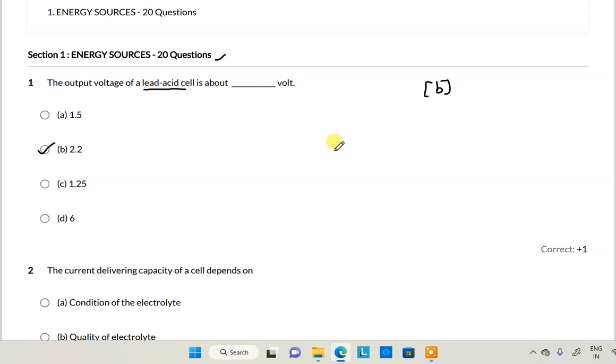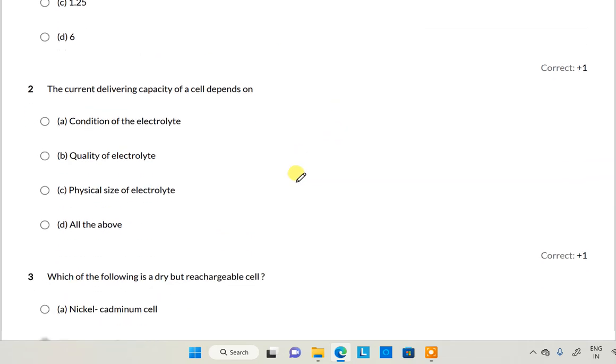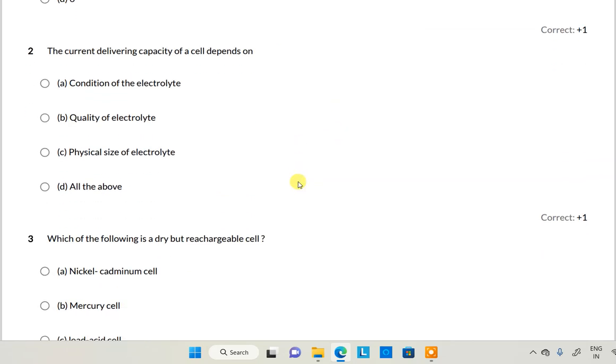Okay. So lead acid cell is a wet secondary cell. Everything we discussed in the theory, that's why I've explained directly. Now, the current delivering capacity of a cell depends upon conditions of electrolyte, quality of electrolyte, physical size of electrolyte. Yes, all correct. Only option D is the correct option.